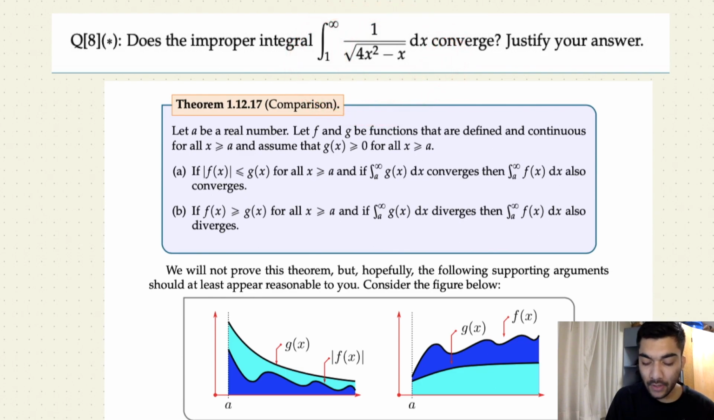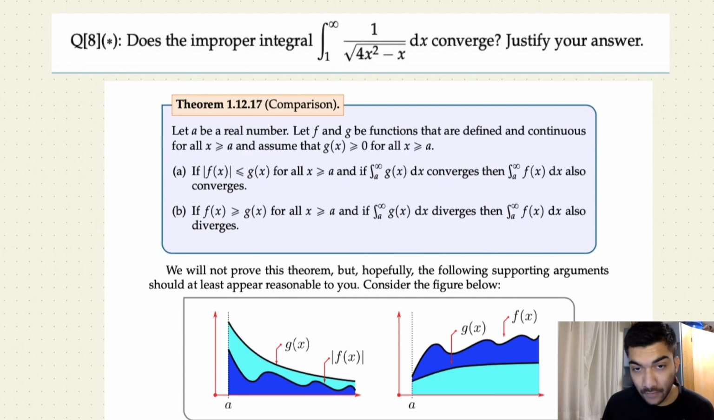Because if we try to evaluate this integral over here, we'll have to use some complex methods. So that is why we'll come up with another function for which it would be easier for us to calculate the integral. And now you know that in the comparison test we basically have two cases.